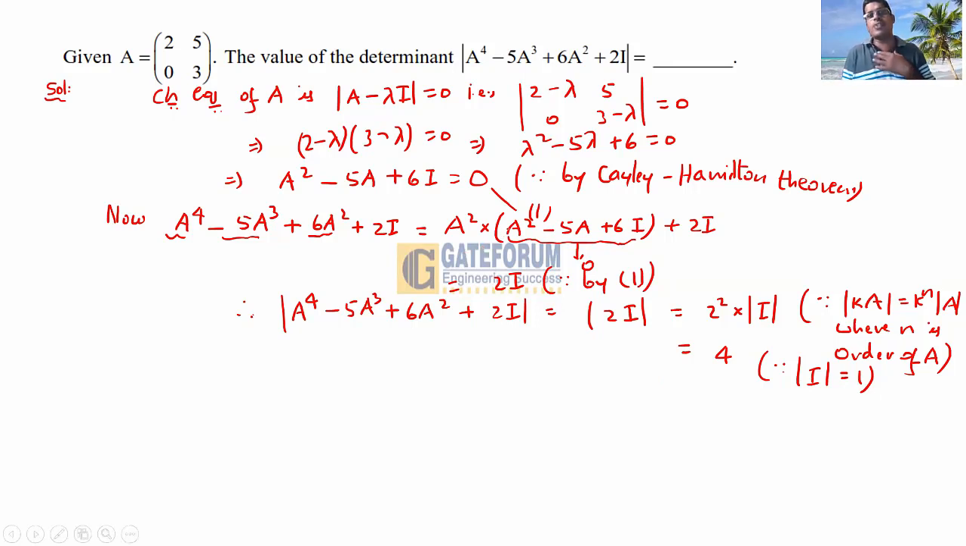that is finding A square as A into A, A cube means A square into A, A power 4 means A square into A square, or A cube into A, etc. Using that method, the answer is 4. This is the end of the question.